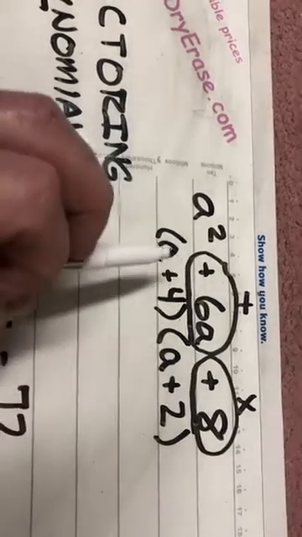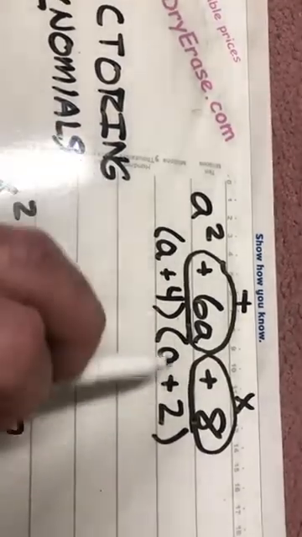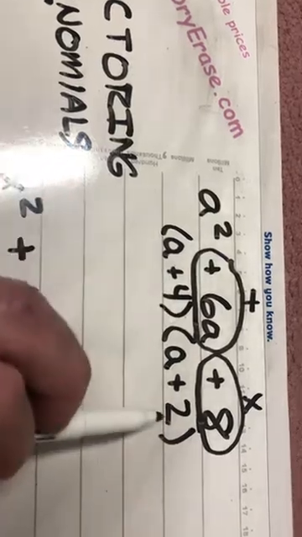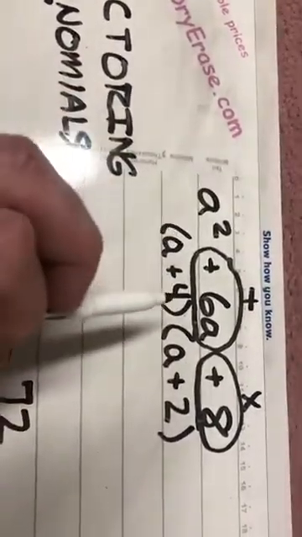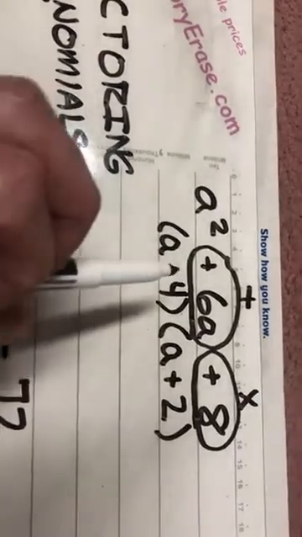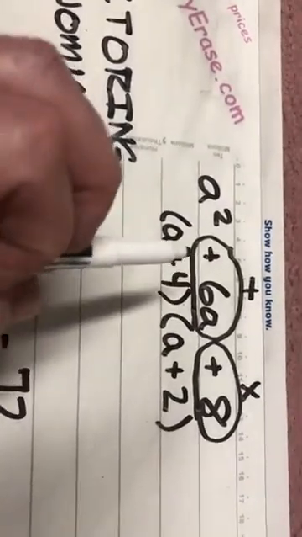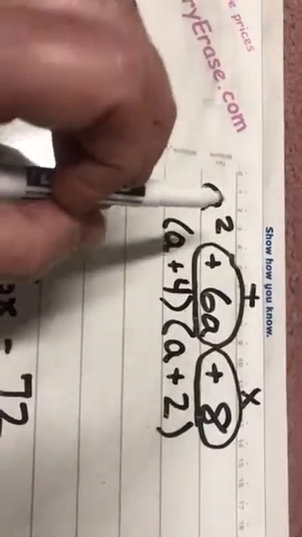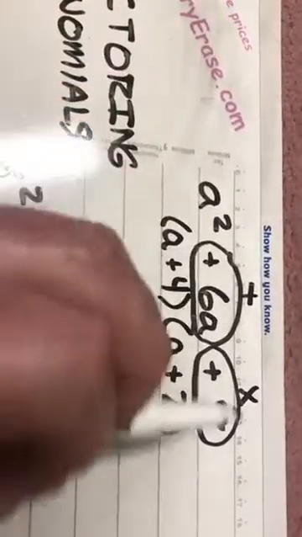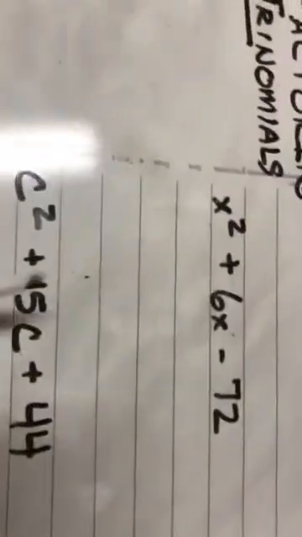And if you were to go back and do the FOIL method, on the last example, I'm going to go back and do the FOIL method to walk you through. But I'm going to ask you to trust me at this point that if I were to do the FOIL method for A plus 4 times A plus 2, I would end up with A squared plus 6A plus 8. So let's go on to the second example.